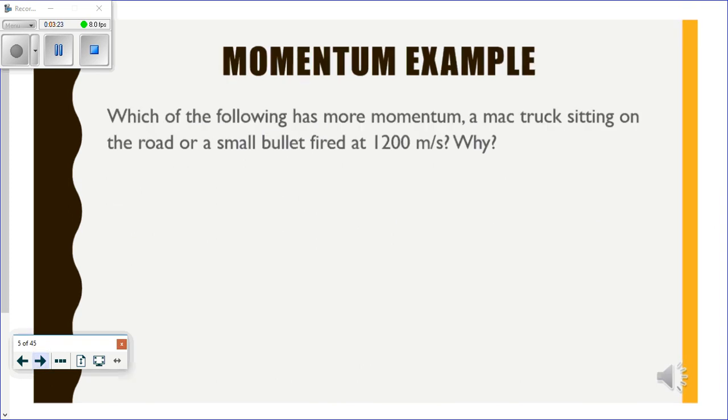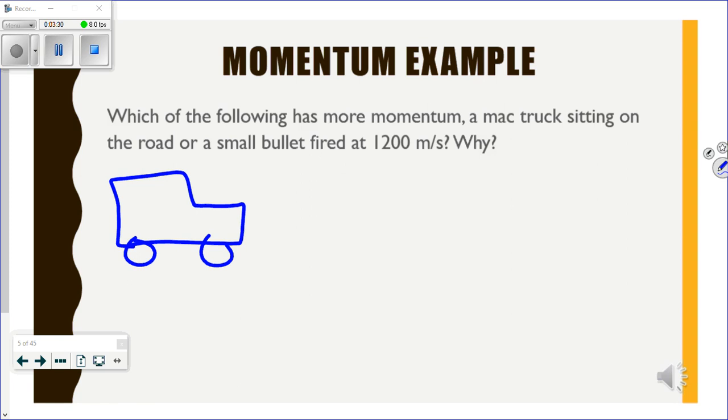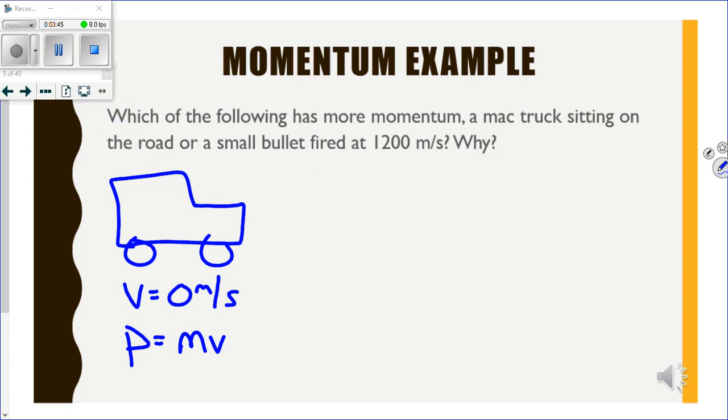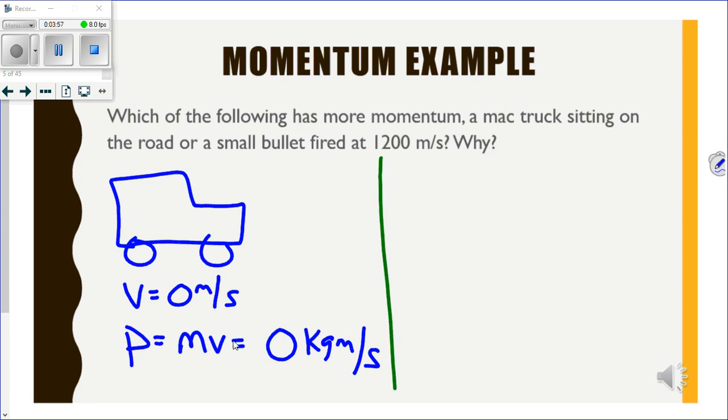So let's try an example. First, I want to know which has more momentum. I've got a Mack truck, and it is sitting on the road. So I can assume, since it's sitting there, its velocity is 0 meters per second. Now, I don't know the Mack truck's momentum, but I can assume that since momentum is mass times velocity, and the Mack truck's not moving, its momentum is 0 kilogram meters per second.